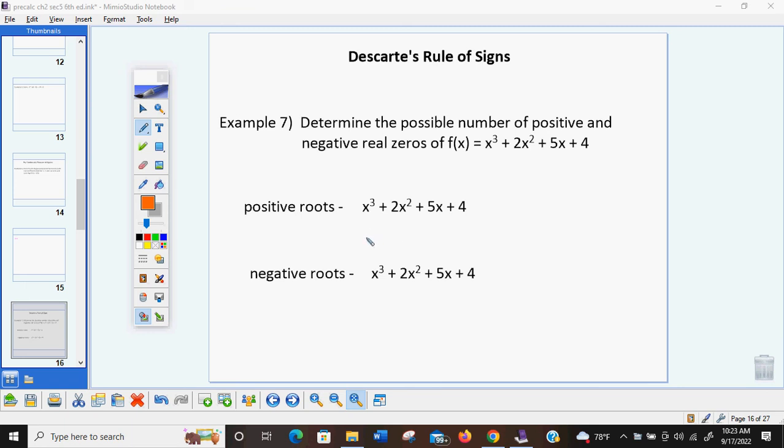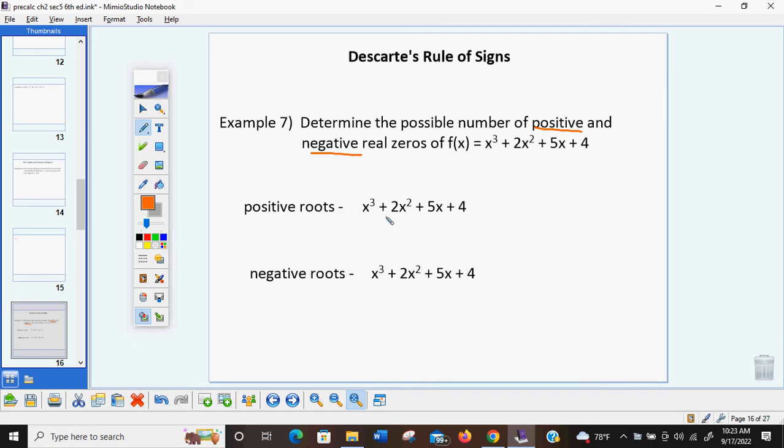One way to shorten the number of possible zeros you have to try using synthetic division is to use Descartes' rule of signs. We can figure out the possible number of positive and negative roots. So here's how this little trick works. For the positive roots, you leave the equation just like it started. And what you're looking for is how many times did we change from positive to negative?